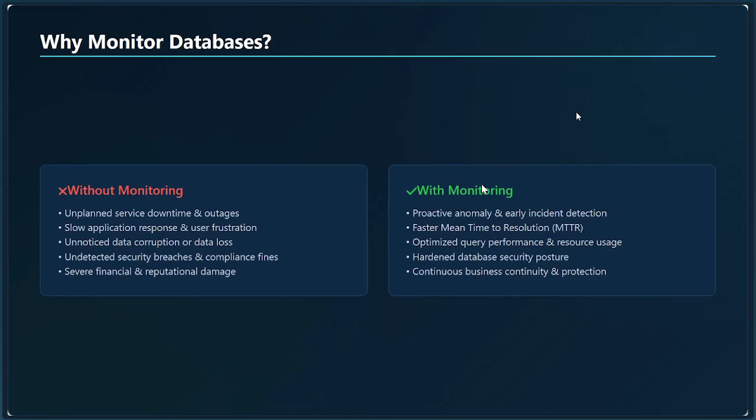You are open to unplanned service downtime, slow application response, and user frustrations, or you may notice data corruption or data loss. If you are not monitoring it, you don't know what is happening in your database. You don't know what is happening in your organization. That's just the summary of it. But when you start monitoring, you will have a holistic view, like the particular tool we'll be looking at, Foglight DB.